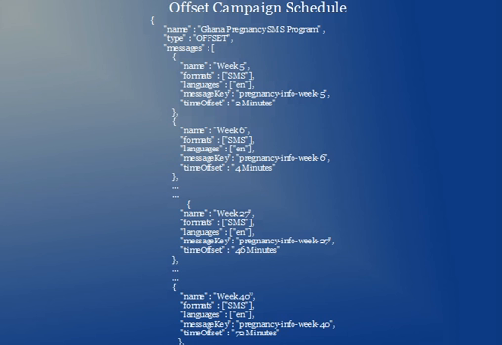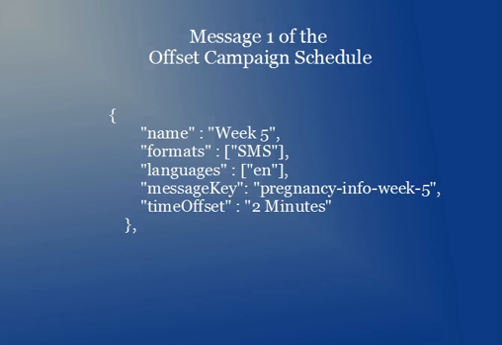Let's take a look at how Motec defines these campaign schedules. Message campaign schedules in Motec are configurable, and they are defined in JSON or JavaScript object notation. This is a Motec offset campaign schedule. Here is the first message of that JSON document.